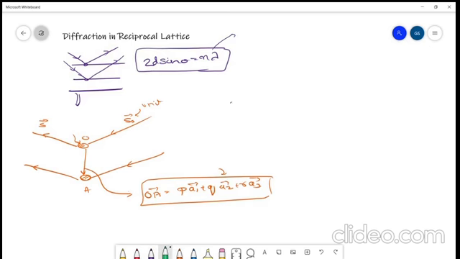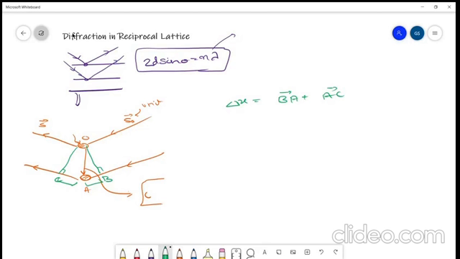We know that delta x, the path difference, is actually this thing. I'll just draw a perpendicular here, again a perpendicular here, and these two lengths are actually the path difference. So I'll label it as P and here as C. So we can easily see that the path difference is BA vector plus AC vector. So let's find out how we can write this BA vector and AC vector.